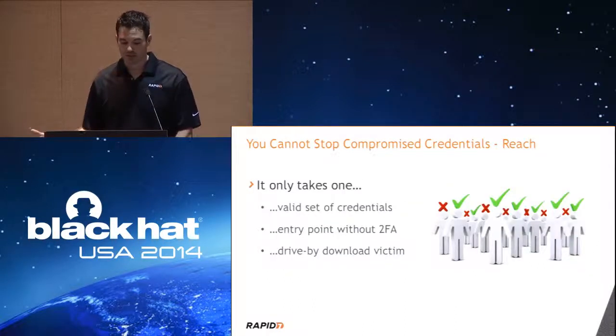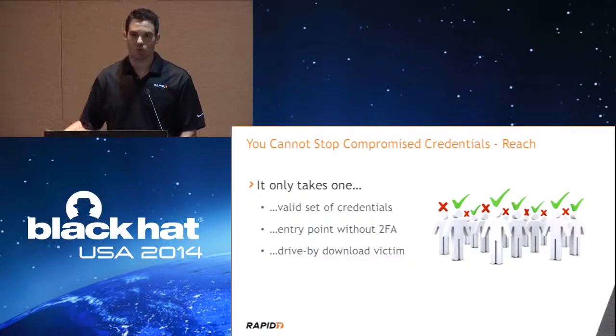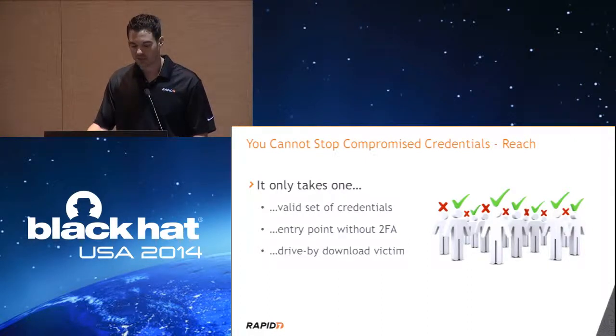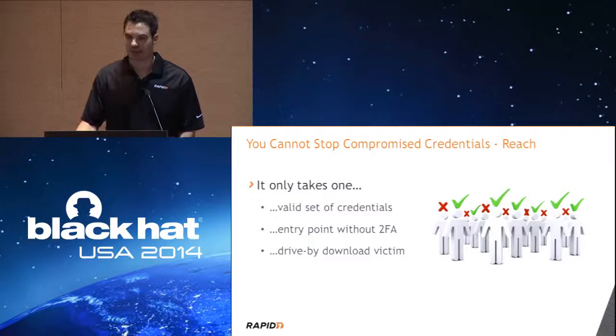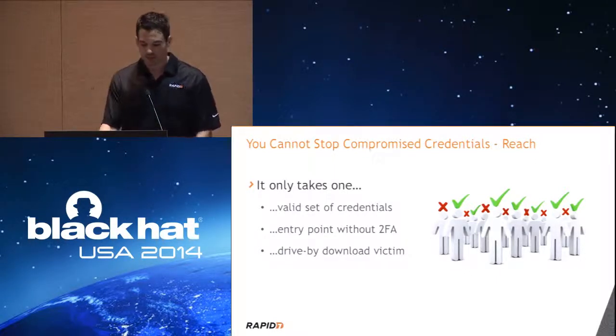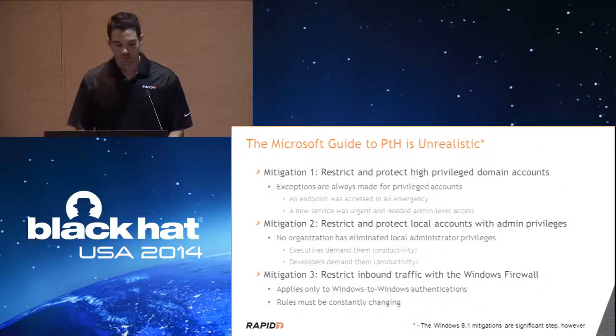So reach, the fact is it only takes one entry point, one area that you didn't protect well, one spot in the perimeter, or just one person to fall for a phishing email, click a link, one system that's not fully secure. Just need one, and that's it. That's to get in. And so that's another reason why credentials will be stolen, and those stolen credentials will be used. And so that's kind of scary, but anyway.